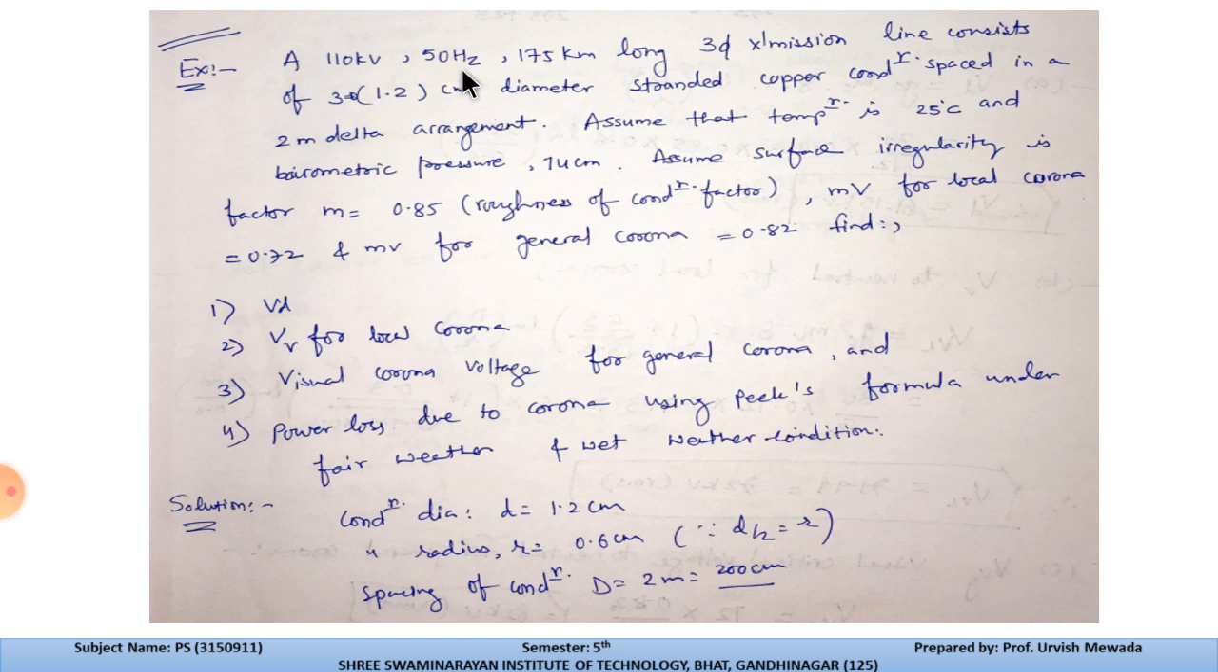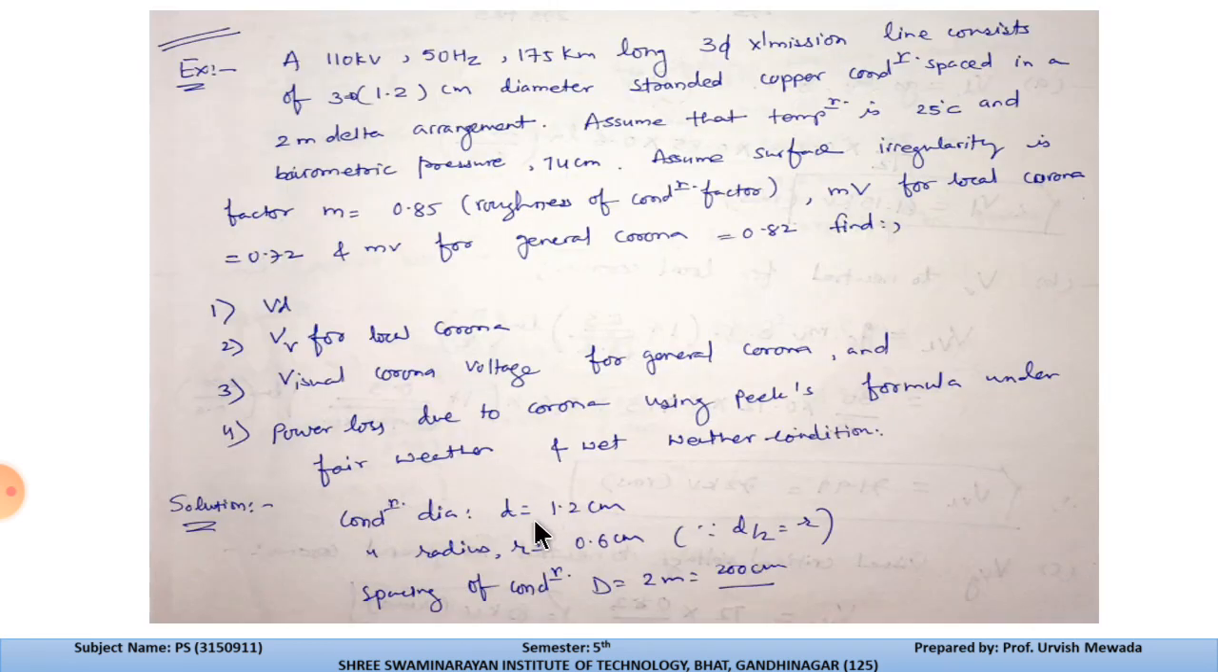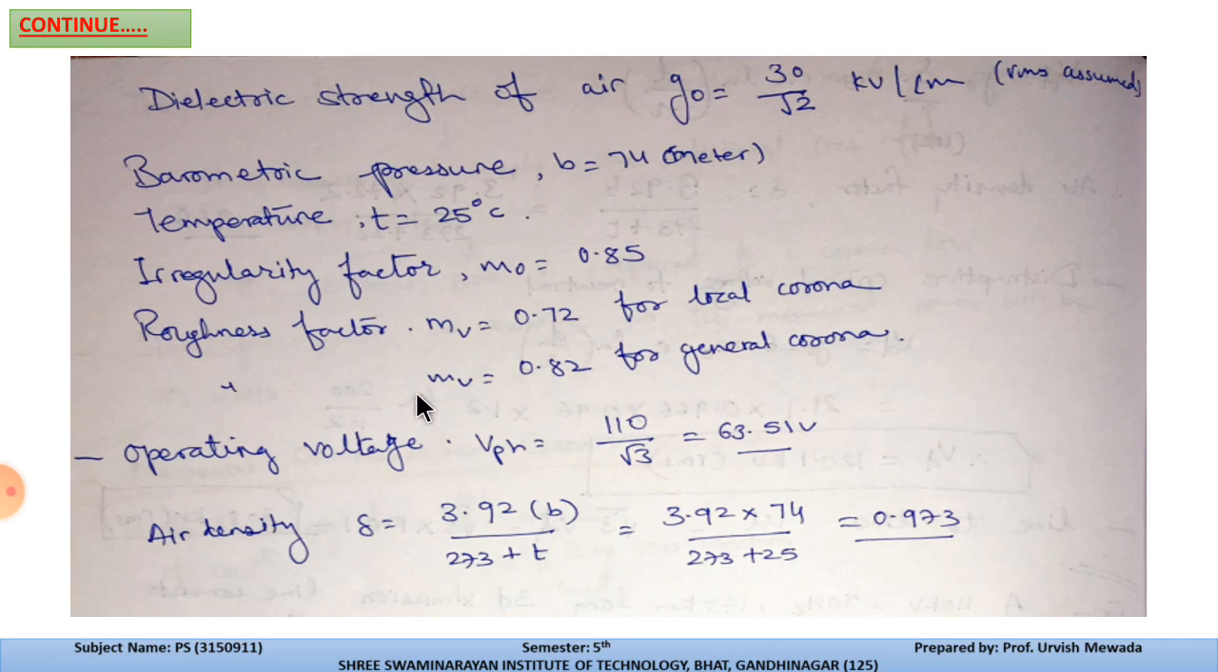Now this is the first step. The dielectric strength of the air G0 is still unknown, so we can calculate it as 30 by root 2 kV per centimeter, and it is RMS. Now barometric pressure B is given as 74 and temperature T is equal to 25. For the irregularity factor for the particular condition, M0 is 0.85. And for the surface of the conductor, MV is equal to 0.72 for the local corona and MV is equal to 0.82 for the general corona.